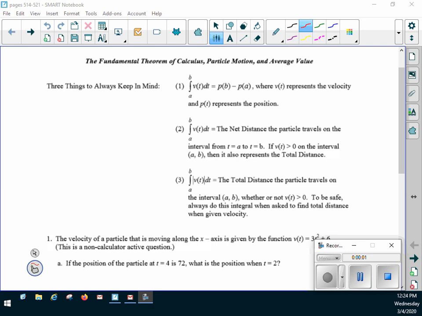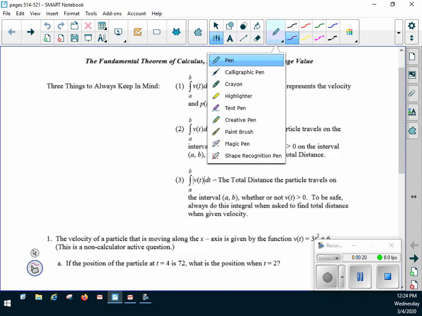Theorem of calculus, particle motion, and average value. Some of this will be review, but then we're going to push it on. There are 3 things to always keep in mind. Number 1, and I guess I want a highlighter.